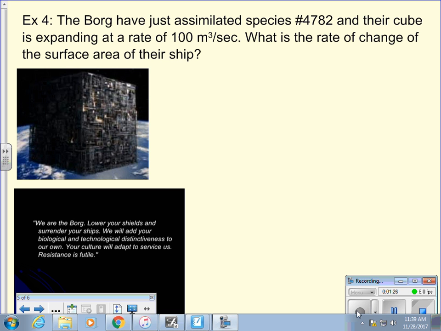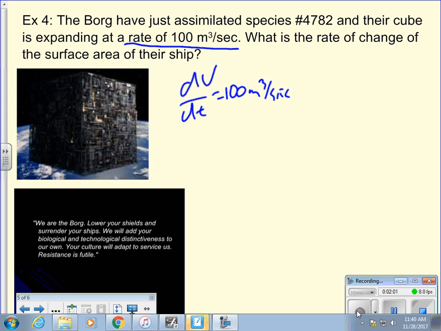Okay. So, what information are we given? The cube is expanding at a rate of, so that would be a rate. Rate means that it's the derivative portion. And cubic meters per second would be a volume. So that means that dV/dt is equal to 100 meters cubed per second.